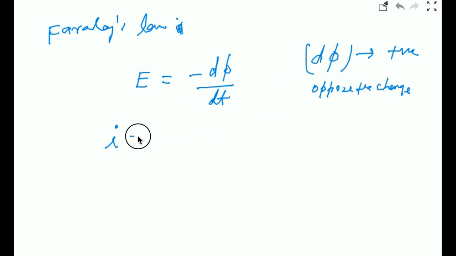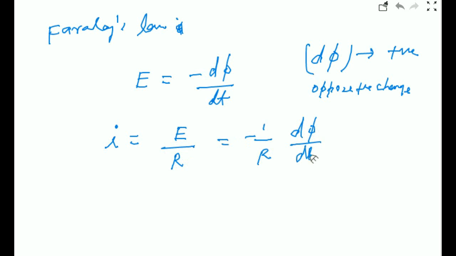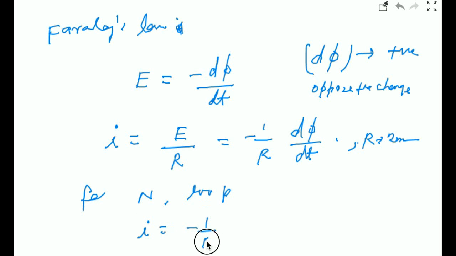So you can write the current in the loop as the induced EMF divided by resistance, so minus 1 by R d phi by dt, where R is the resistance of the coil. For N loops, suppose you have N loops in the coil, the current in the coil will be minus 1 by R N d phi by dt. What is the minus sign?